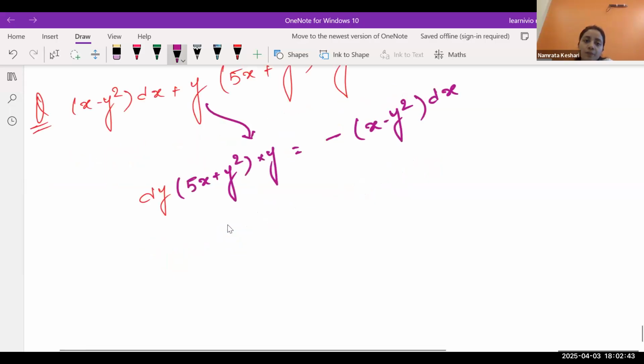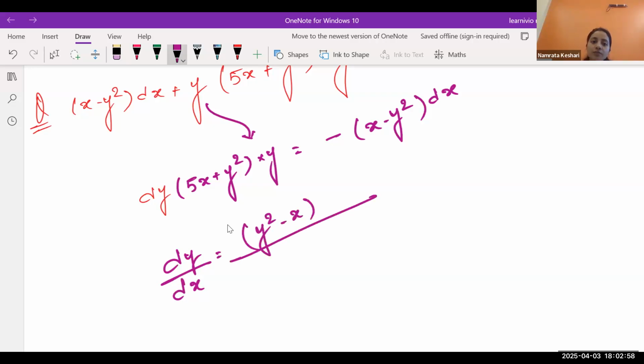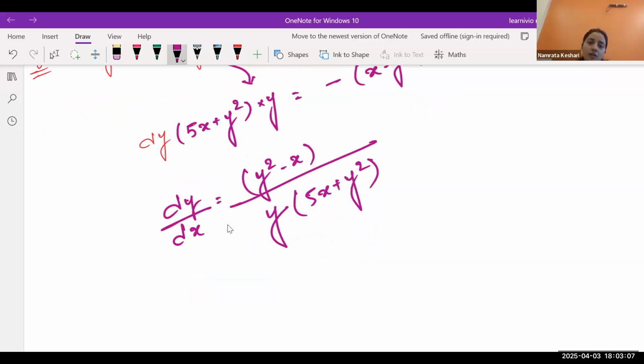Variable separable, we can see it's not possible over here. We will check whether it is homogeneous. So dy/dx is equal to (y square minus x) over y(5x plus y square). But we can see the power in the numerator and the power in the denominator is not the same, right? Can you see the highest power, the degree? So it doesn't look like homogeneous.